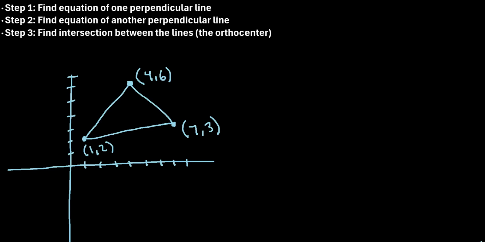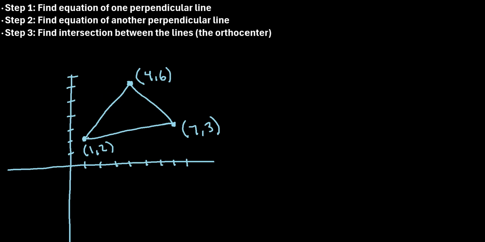In this video, we will talk about how to find the orthocenter of a triangle given the three vertices of the triangle. So let's say we have this triangle right here, and we're given the coordinates of the three vertices of the triangle, and we want to find the orthocenter. So the orthocenter is the intersection of the three altitudes of the triangle.